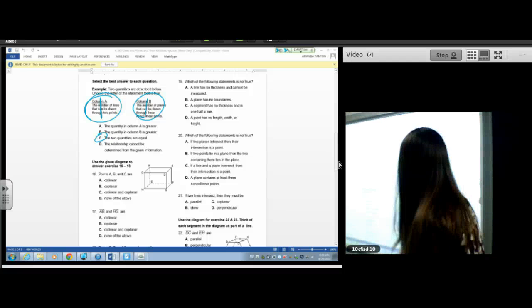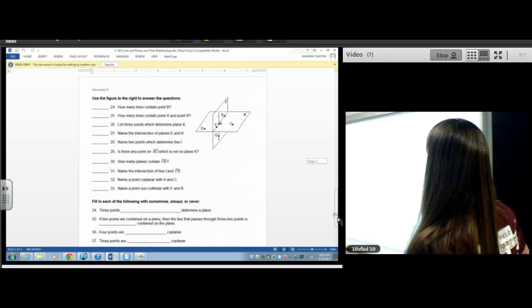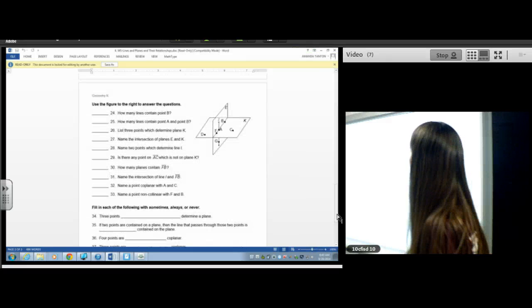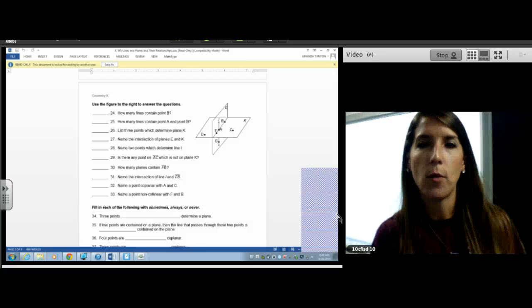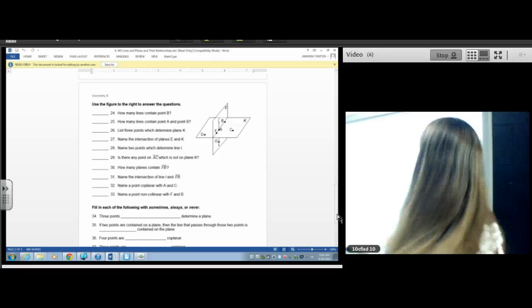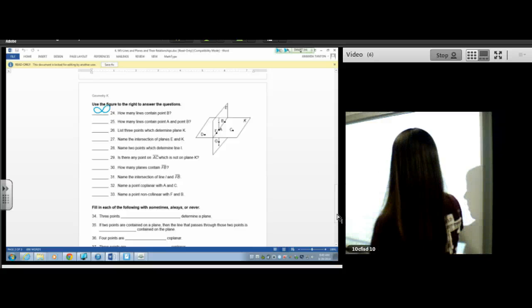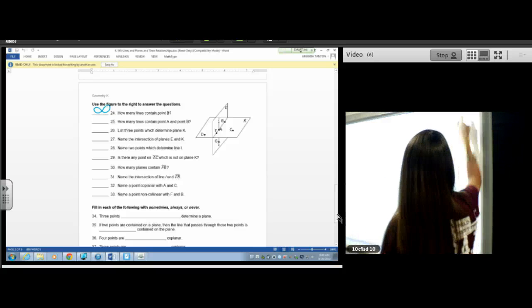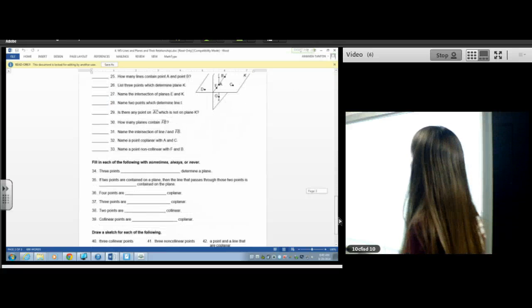Ready? Last one. Always, sometimes, never. We did this in our practice yesterday, I think. How many lines contain point B? And you get it now. Okay. The answer is infinite. Oh, 34. Sorry. You're right. Thank you, Ms. Johnson. Well, now you know what the answer to 24 is. Okay, but you said you get it now.